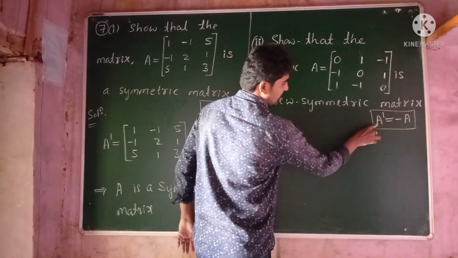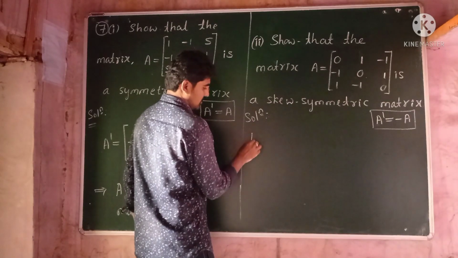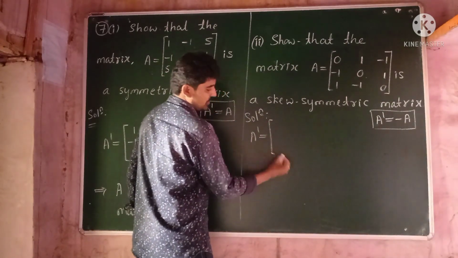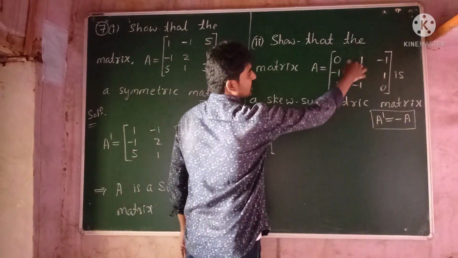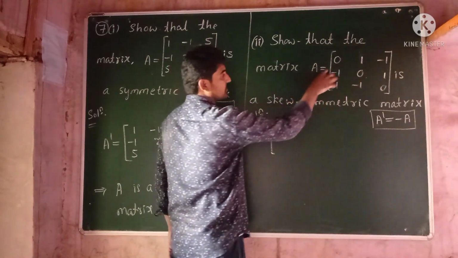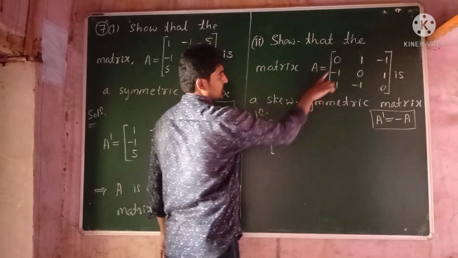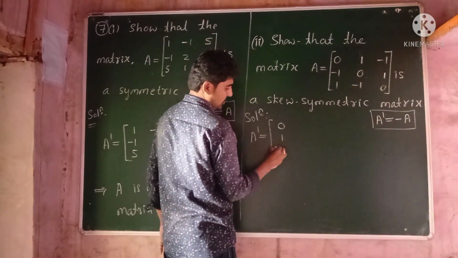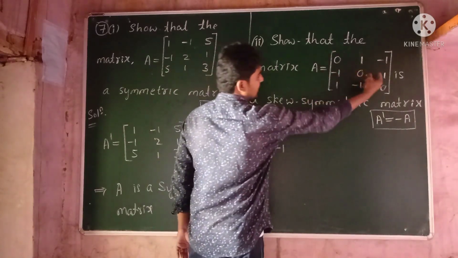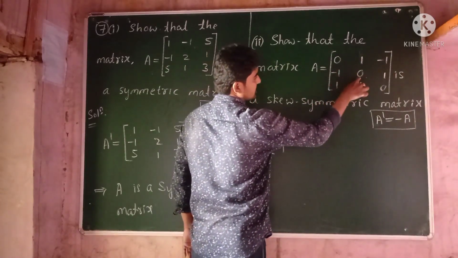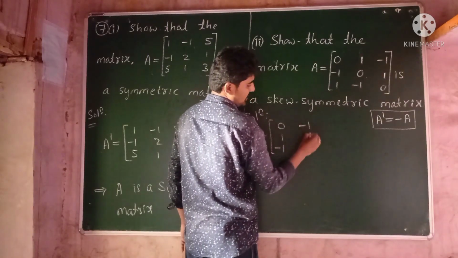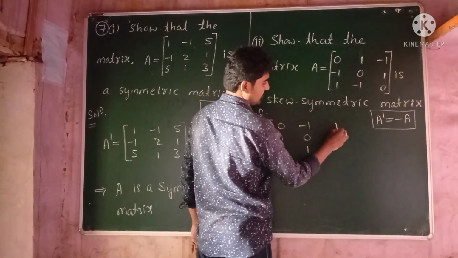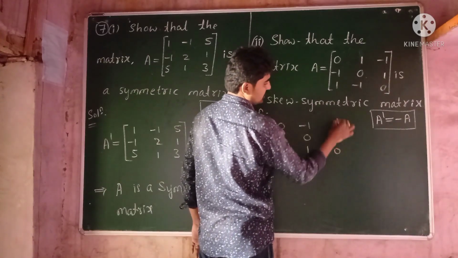So first we need to find the matrix A dash. The transpose of the matrix A is obtained by interchanging rows and columns of the matrix A. Therefore the first row becomes the first column, 0 1 minus 1. The second row becomes the second column, minus 1 0 1. The third row becomes the third column, 1 minus 1 0.